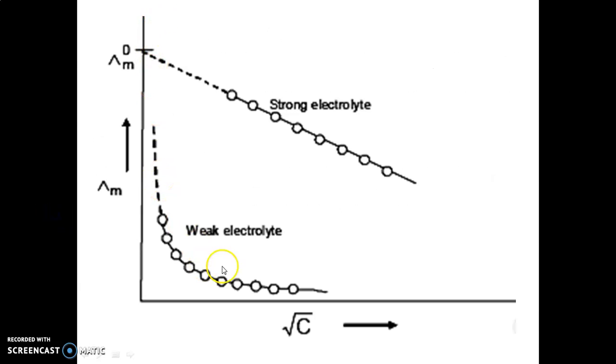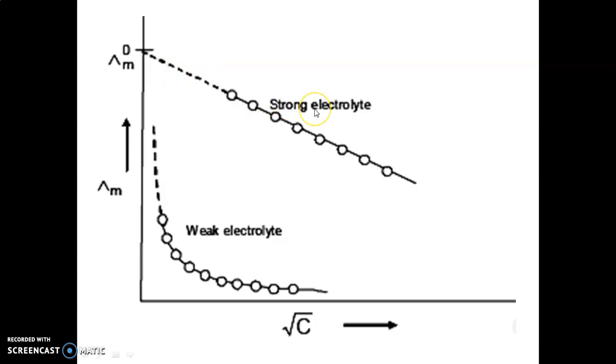This is the nature of the graph, root c versus molar conductance. In the case of strong electrolyte, the line is passing through the y axis. This particular point is called molar conductance at infinite dilution.